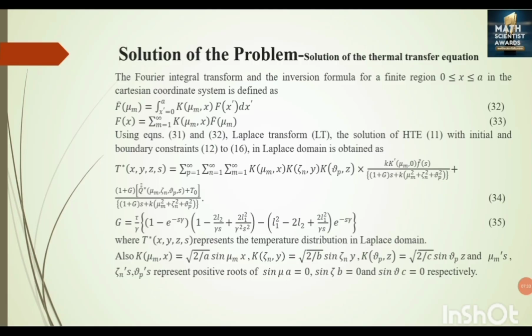Once the mathematical modeling is constructed, now it is time for the solution of the thermal transfer equation first. For that we use the Fourier integral transform and its inversion formula for a finite region x from 0 to a, shown in equation number 32, 33. By using 31 and 32 with the Laplace transform, the solution of heat transfer equation 11 with initial and boundary conditions given in equations 12 to 16 in the Laplace domain is obtained and shown in equation number 34, 35.